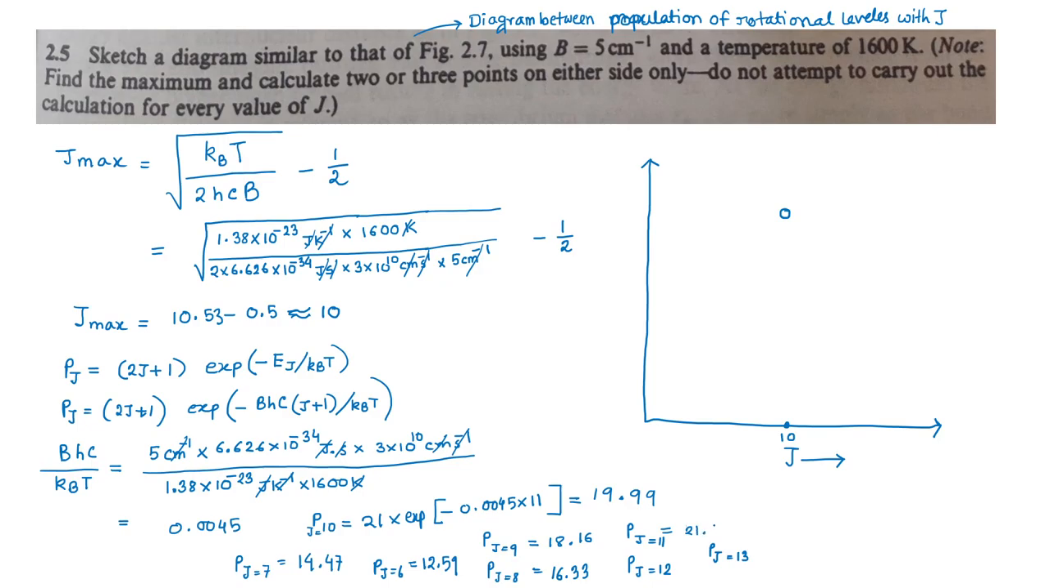Making some mistake. I don't know where. Surely I'm making some mistake. Yep, I have made the mistake that it is J into J plus 1, so it should be 10 into 11.